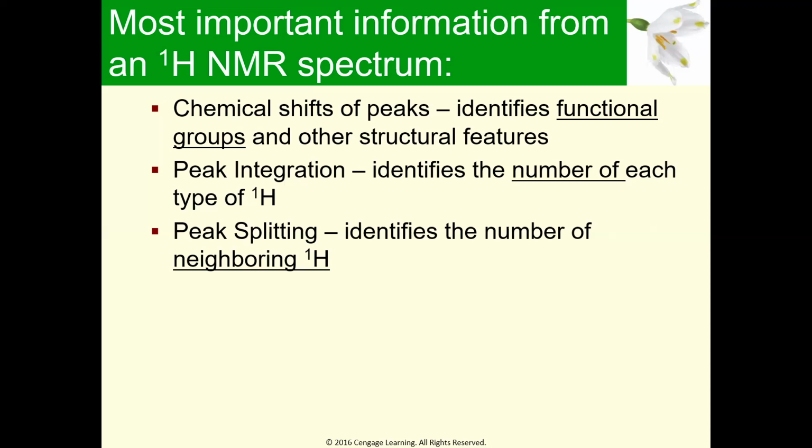And then finally, peak splitting. And this one's weird, but it's very powerful because the number of peaks that show up can tell us the number of hydrogens on the neighboring carbon. And that may seem a little strange right now, but we'll give you some more concrete examples in just a few minutes, okay? So peak splitting identifies the number of neighboring hydrogens.